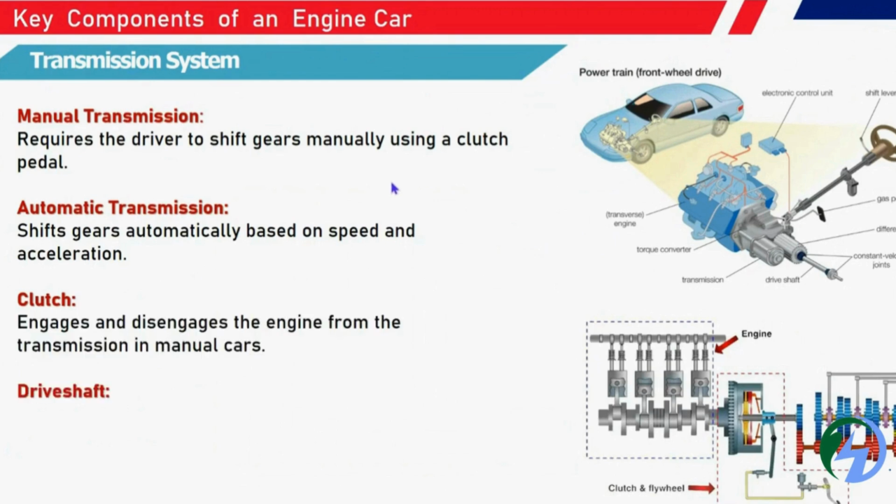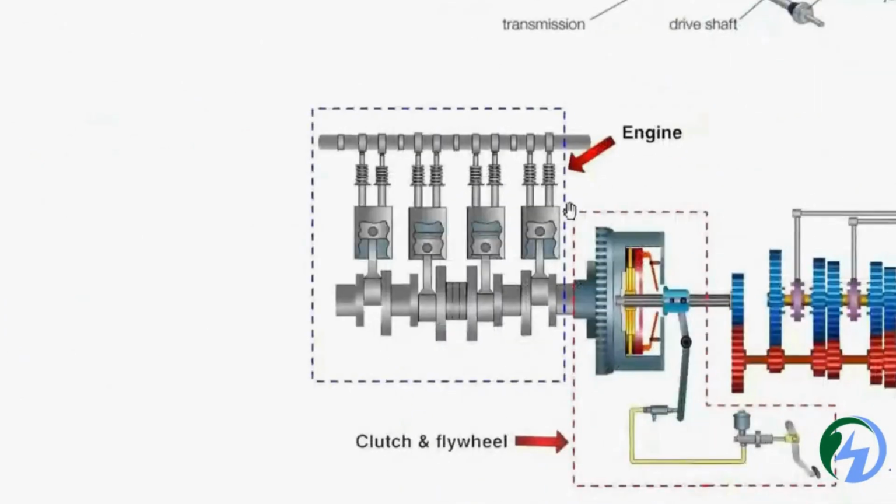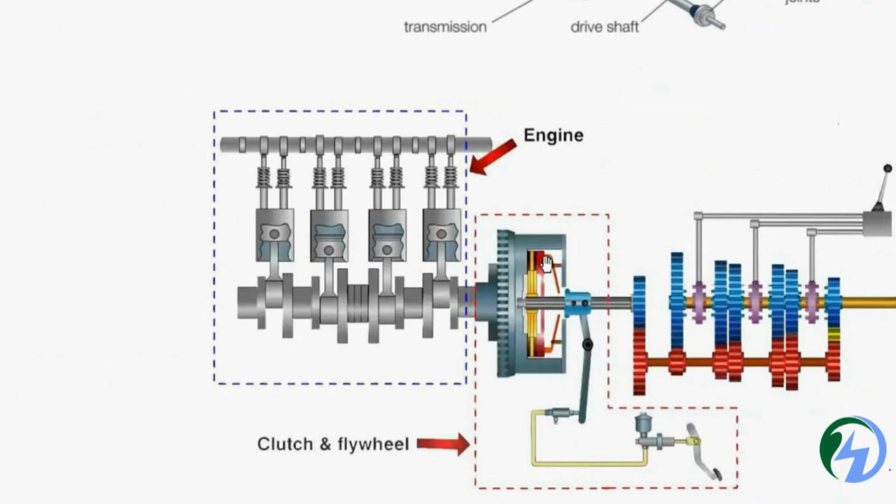What is a clutch? It engages and disengages the engine from the transmission. Whenever it is engaged, it is connected to the engine. When you press the clutch, it is disconnected from the engine, so you get a smooth transition to the gear. Once you change the gear, you release the clutch, it gets connected again, and the vehicle starts moving.